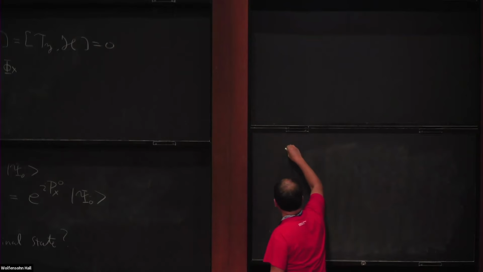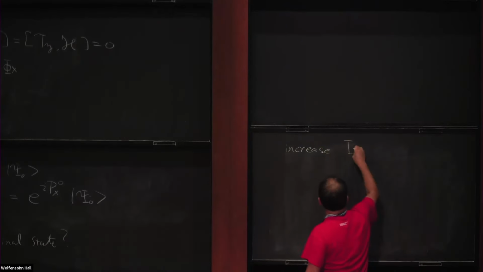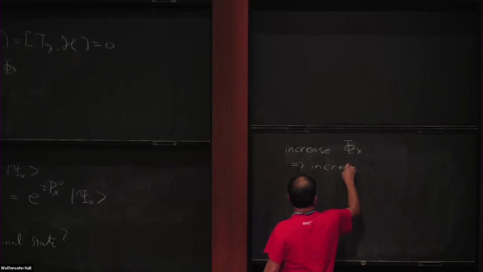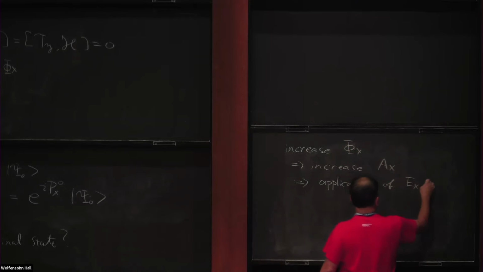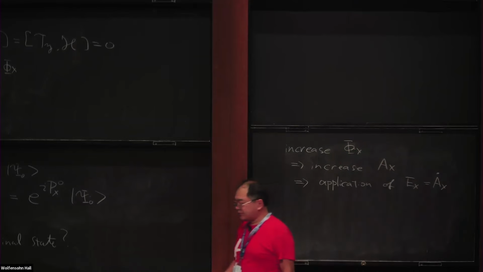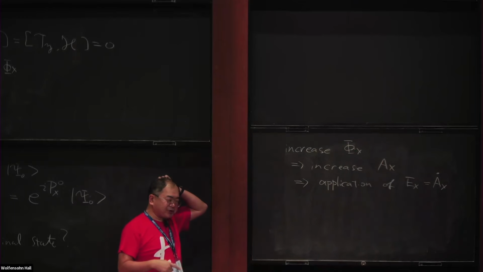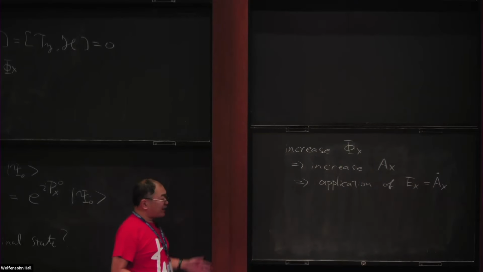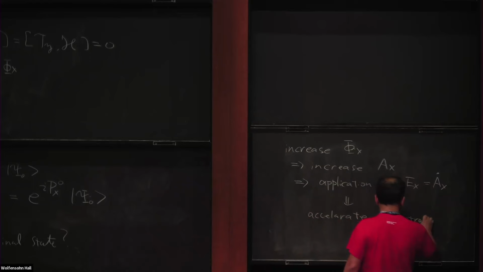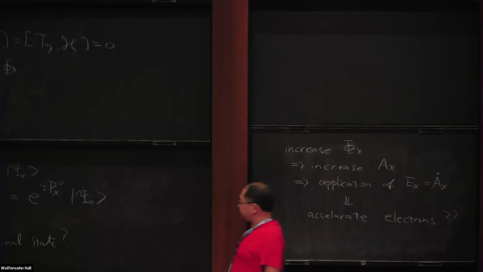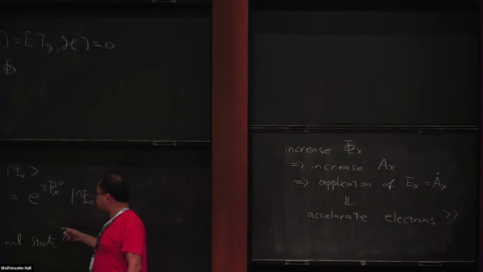So the physical picture is that increasing phi x corresponds to increasing the vector potential in the x direction, which corresponds to the application of an electric field in the x direction, and the electric field corresponds to the time derivative of the vector potential. So this is generally expected to accelerate electrons or any charged particles. Then if the electric field does accelerate the electrons, the momentum is expected to change. But I have just shown that momentum doesn't.